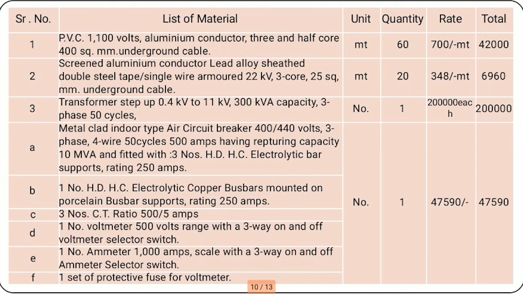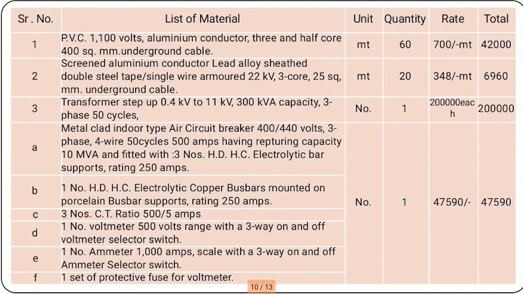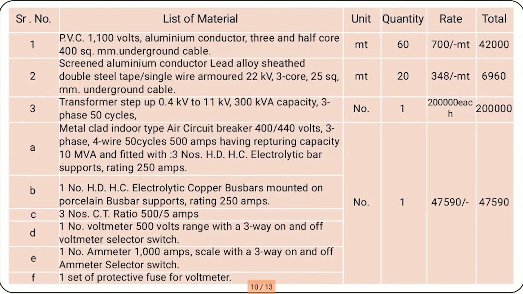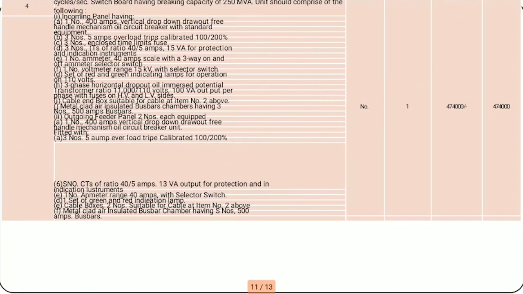Then a voltmeter of 500 volt range is required. Then a 1000 ampere ammeter is required. So these are the total requirements, and that's why their price is 47590. Then we need the other components also.